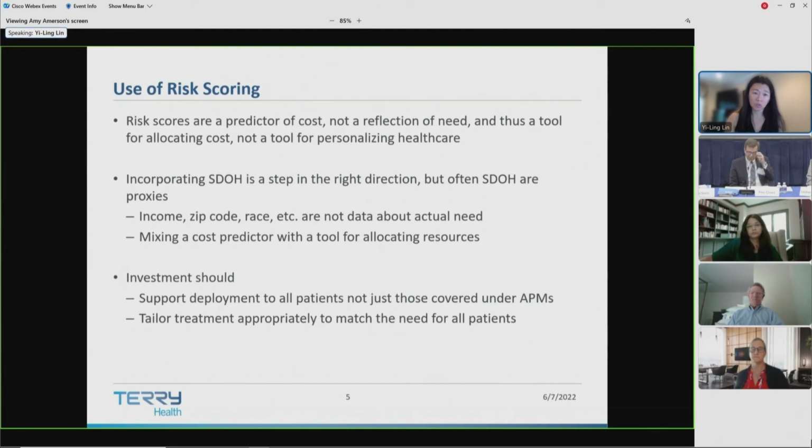It is also being used for payment purposes. As a provider system, if you've taken on risk for a population and the risk score for the people that you've gotten is artificially low because those people have not been going to the doctor, because they've not been getting their preventative services, that risk score is going to be low because their history says that they don't use services.